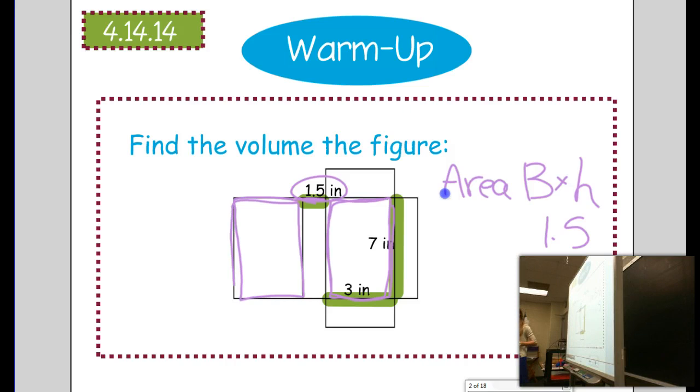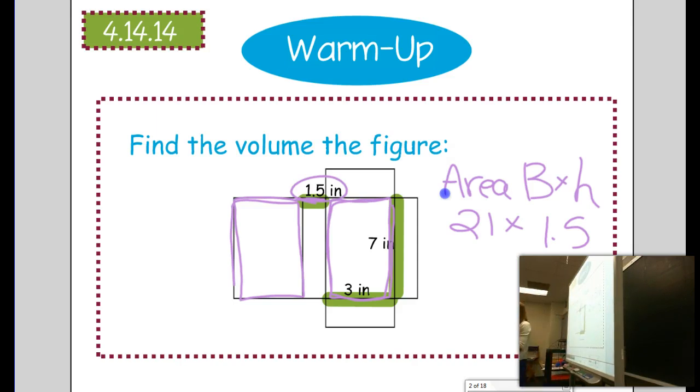Alea, what's the area of the base? 7 times 3. 21. So the area of the base is 21 and the height is 1.5. Could you just have done length times width times height? 3 times 7 times 1.5? Sure, you could have. But I just wanted to go off of what was on your formula chart.